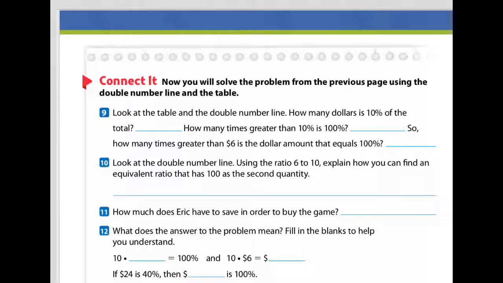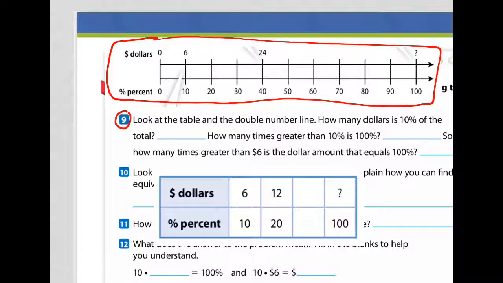Okay, so now we're on the next page. We're on the top of page 43, and we're actually going to answer the question. So we're going to start and we're going to work on 9 here. Now, before I start, I'm going to get a copy of the table and the double number line so we can see them. Okay, so I have the double number line up here, and I have the table down here. So I have them both. We can use either one to answer question 9.